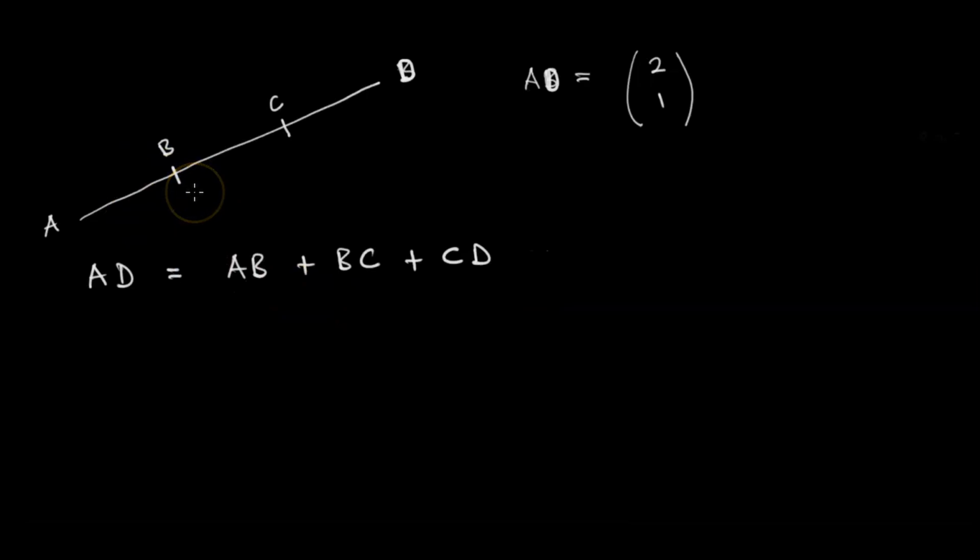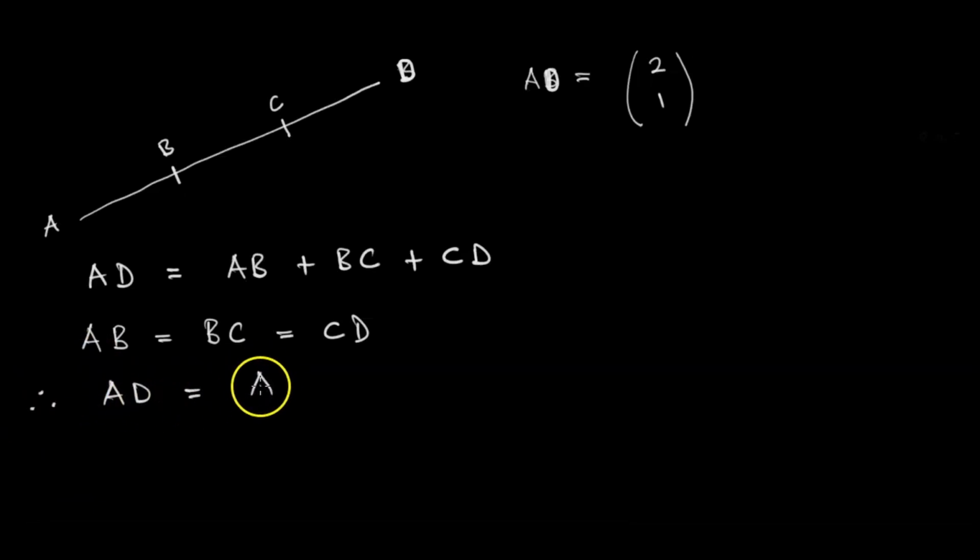But as you can see, we want to do mathematics here. We should also see that AB is equal to BC, which is equal again to CD. This means the length AB is the same as the length BC, which is the same as the length CD. They are the same length. What it means is, therefore, we can equally say AD is equal to AB, replacing BC and CD with AB, so it's AB plus AB plus AB.